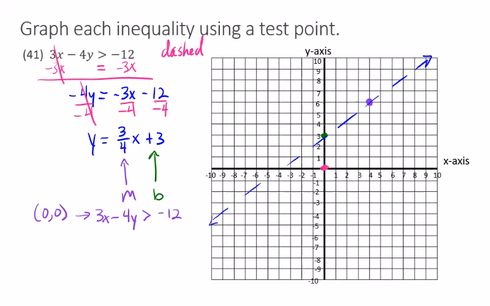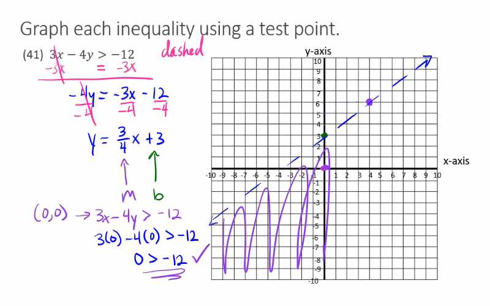So basically, I'm asking, does 3 times 0 minus 4 times 0 come out greater than negative 12? So basically we have 0 minus 0, which is 0. Is that greater than negative 12? And the answer is, yes it is. So that means we shade where this point is. If that satisfies the inequality, that means that point is part of the region that we want to shade. So we're going to shade everything below because our test point was below.